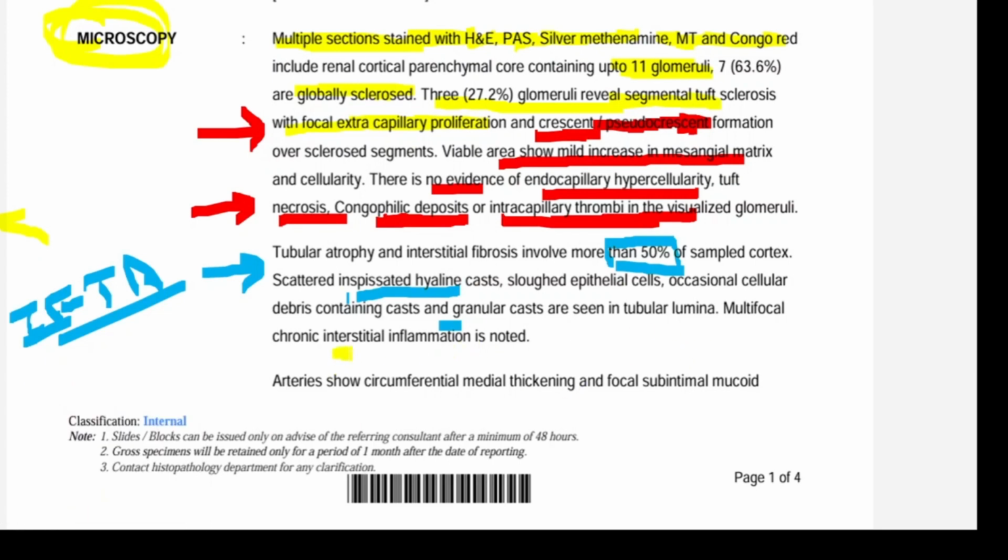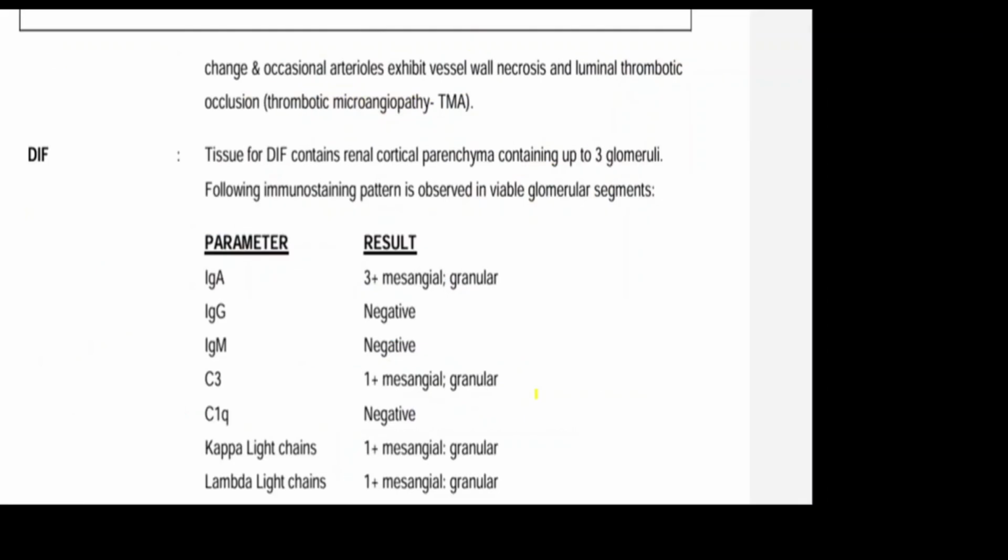Multifocal chronic interstitial inflammation is noted. So in the interstitium, there is chronic inflammation. What about the vessel? Artery shows circumferential and medial thickening. This is continued in the next page. Occasional arterioles exhibit vessel wall necrosis and luminal occlusion.